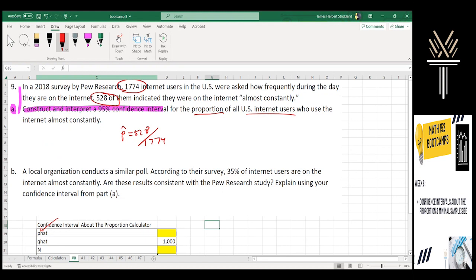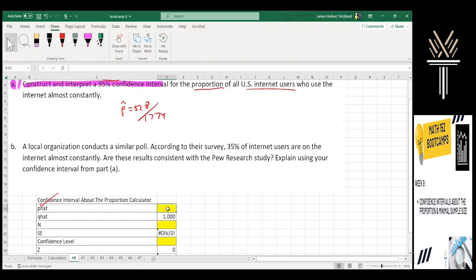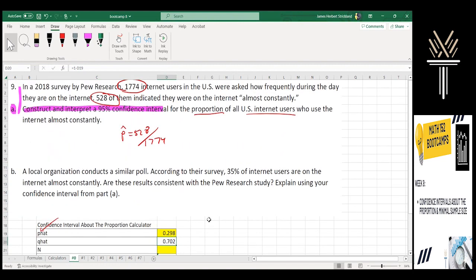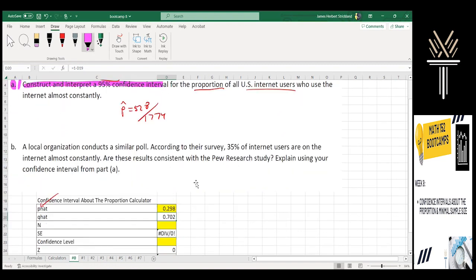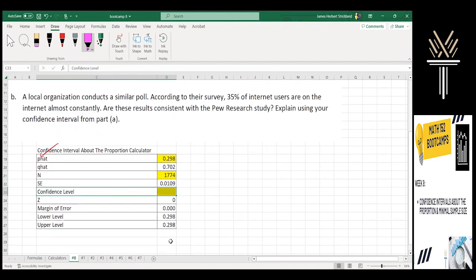Okay, so I got my p-hat. That means I can go ahead and fill in the first box down here. Don't forget your equal sign. 528 over 1774. Hit enter, and it starts updating. It already calculated q-hat for me. Now we just need the total sample size, and that should be obvious. That's the 1774, the total amount, just our denominator, in other words. So 1774, and boom, we got some calculations going. We just need our confidence level, and we're done.